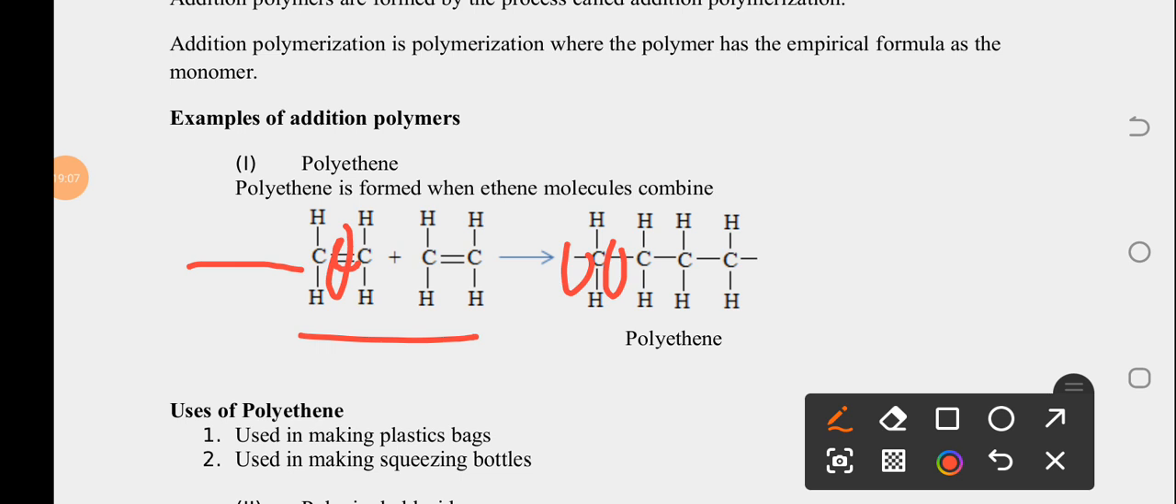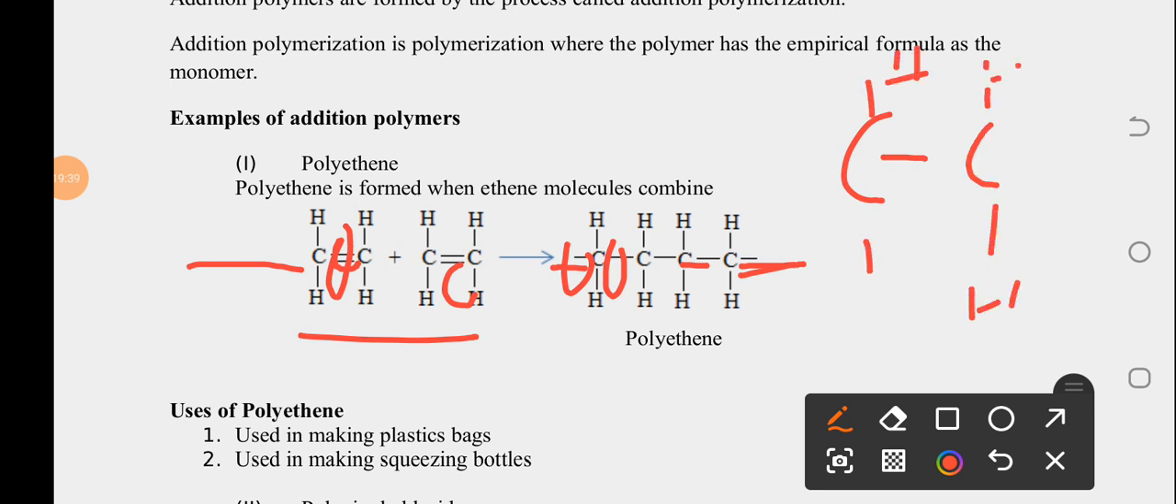Then we are going to do the same thing to this one. We are going to break it, and we are going to remain with this one. Then the other one we are going to put to the front. So as you can see, each and every polymer has got two bonds on each end. So whenever you see something which is looking like this, then it has got bonds on its end. Just know that that thing is a polymer. I'm sure you're getting the point.